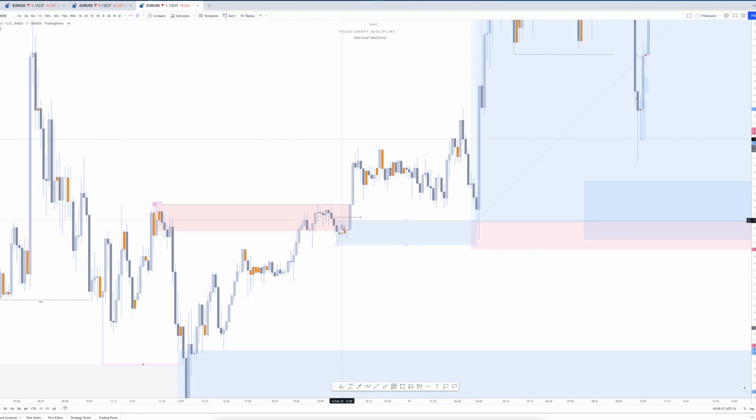Because we can see that this is a nice wick. We reject, okay, but overall this is reaching. So this is wanting price to push to the upside.